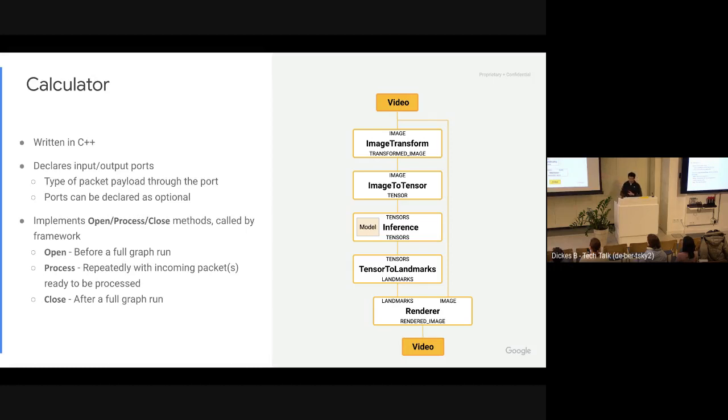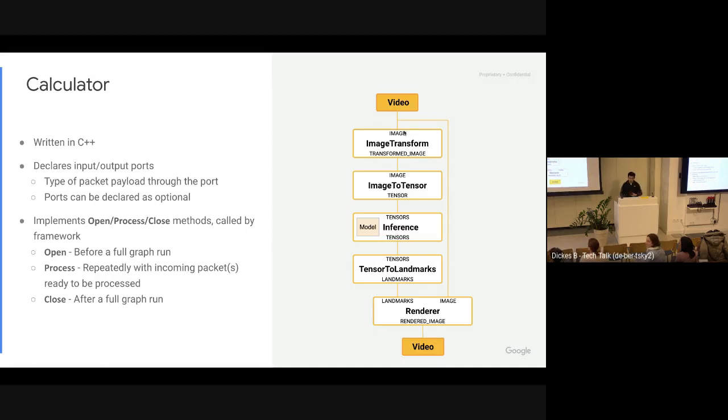What does open mean? Open means when the graph is running and activates each calculator, it will run the open method first. And then every packet that goes into the graph, remember every image that keeps going from a video into the graph, it will call that calculator's process repeatedly. So process is called every time you have a packet that enters the calculator. For example, image one enters this image transform calculator, it will call process once. Image two enters, it will call process again. Image three enters again, right? So it just keeps going, calling process repeatedly.